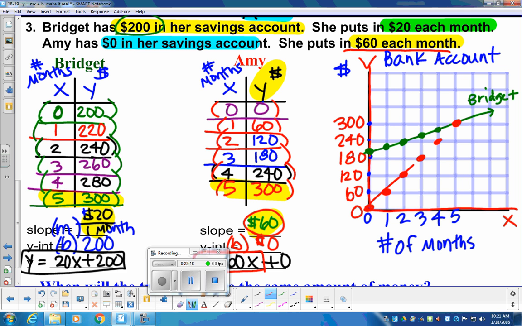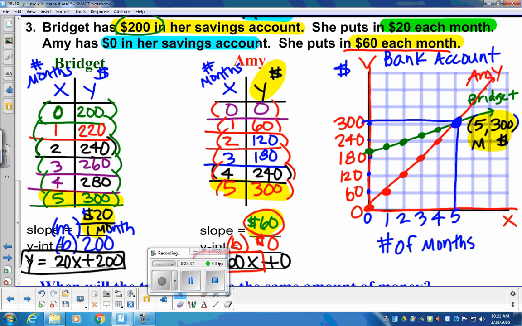So this is the graph of Amy. And you can see that those two girls intersect. You can see that Amy's going to eventually take over and start having more money in her bank account after month 5. So we have this intersection that happens right here at month 5, 300. So month 5 is $300. So we go ahead and confirm that those two girls have the same amount of money at month 5, $300.